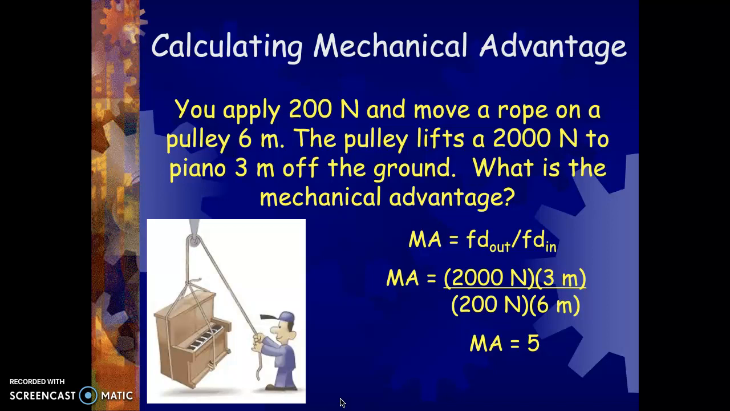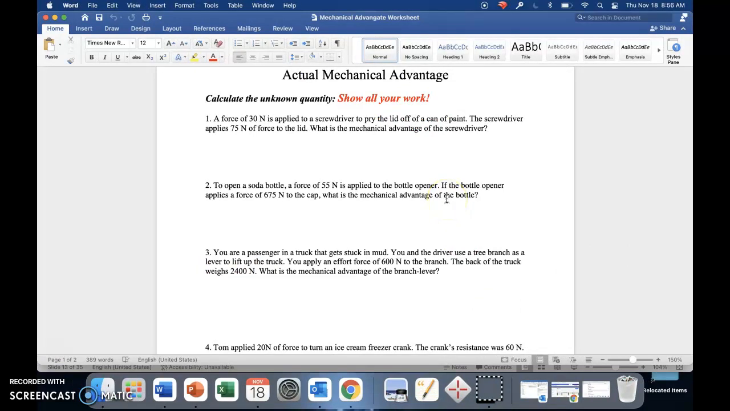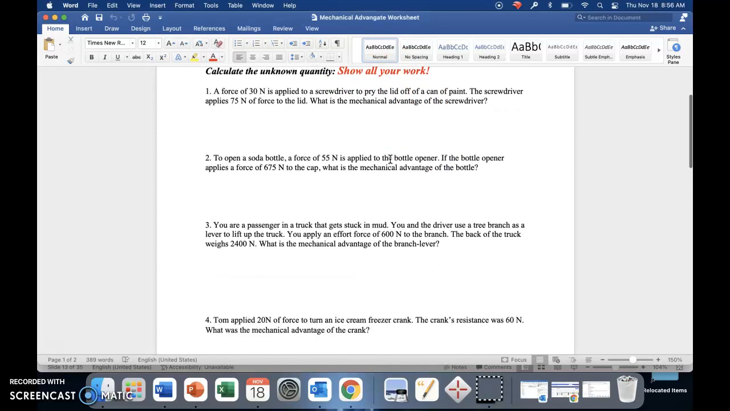You must also make sure that your units are correct. If you're calculating mechanical advantage, there are no units. If you're calculating force, you're going to measure in newtons. Distance is in meters. Work is in joules. So again, make sure all of your units are correct. And this is what your worksheet will look like. Again, emphasize the part here in red, show all your work.